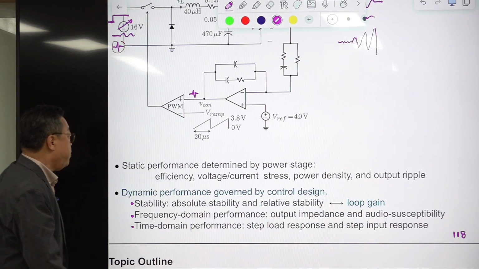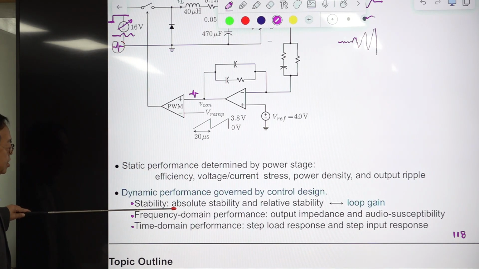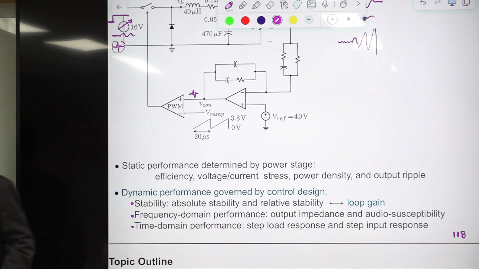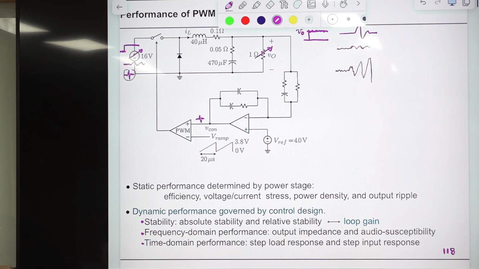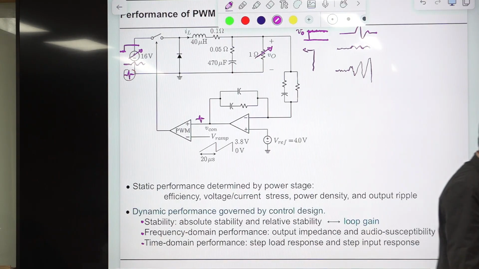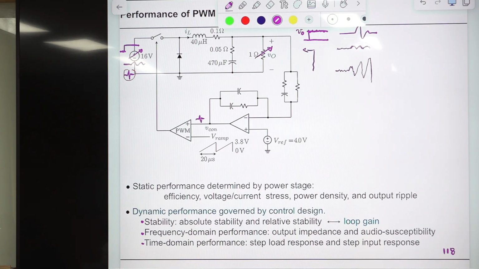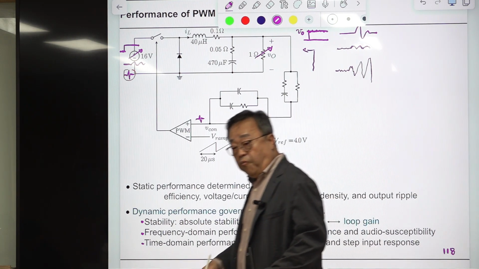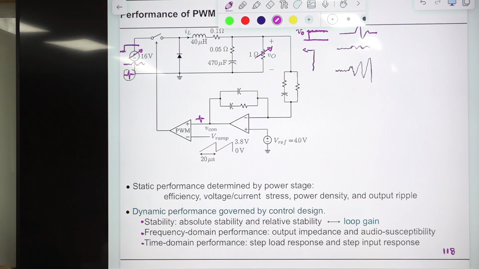Okay, this is about the stability and the frequency domain performance. Output impedance is the impedance seen by the output port of this converter, your converter. That determines how close this system is to an ideal voltage source. Okay, for the ideal voltage source, output impedance is 0. So the lower the output impedance, the better the converter performance. Another one is audio susceptibility.